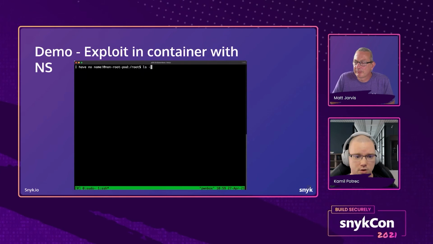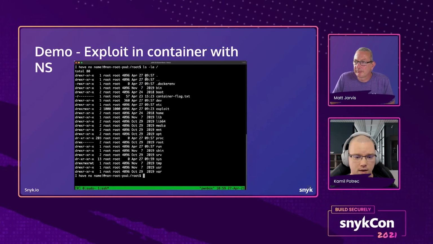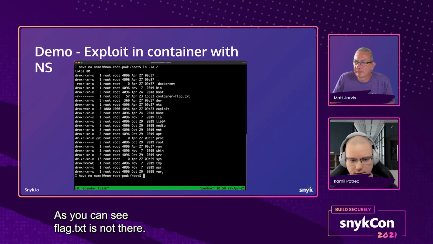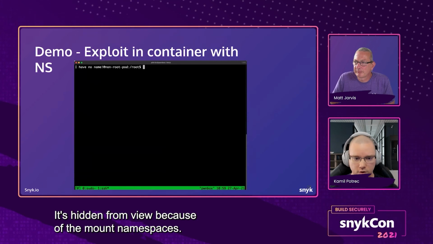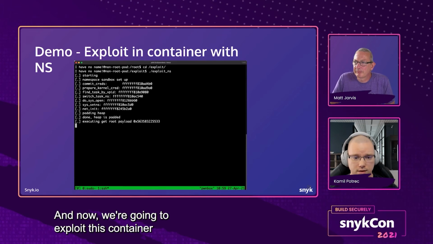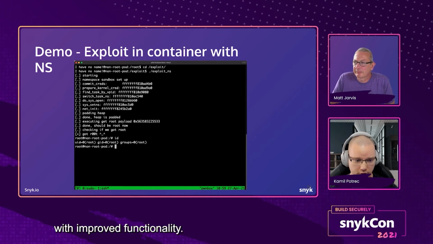So we've executed a shell in the same container. As you can see, flag.txt is not there. It's hidden from view because of the mount namespaces. And now we're going to exploit this container with improved functionality.